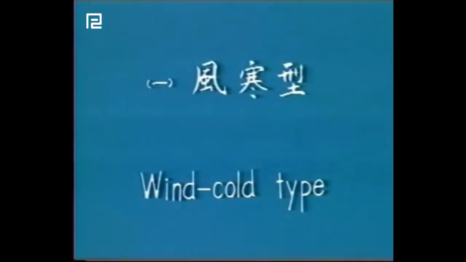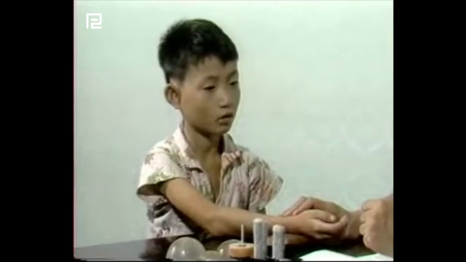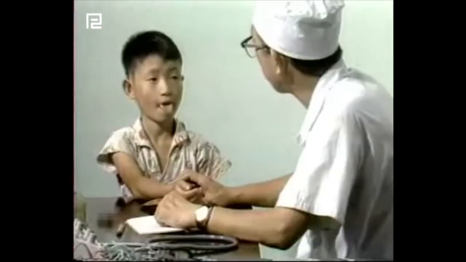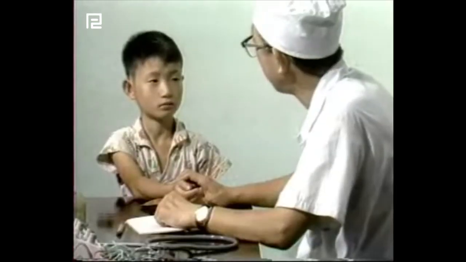There are 3 types of asthma. 1. The wind-cold asthma. The patient has shortness of breath, cough, aversion to wind, and thin sputum. The pulse is floating and tense, and there is a thin and white tongue coating.